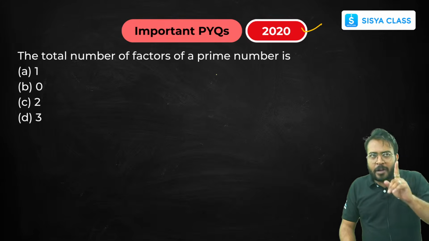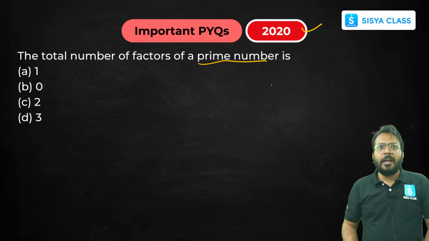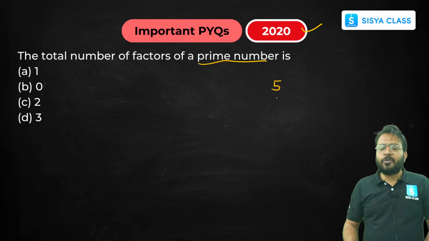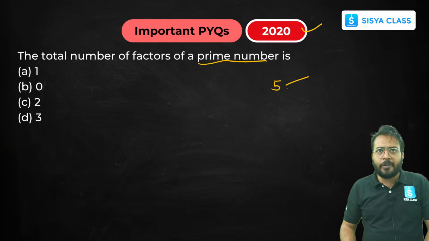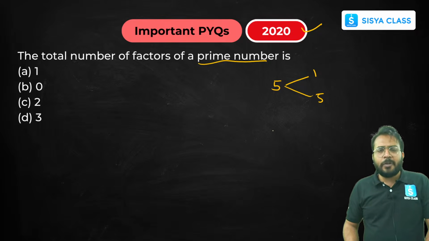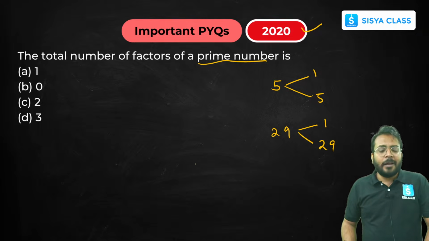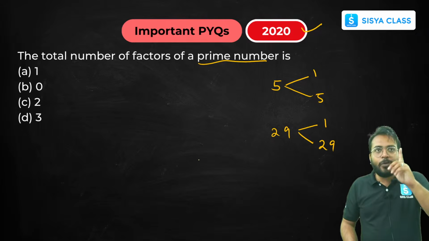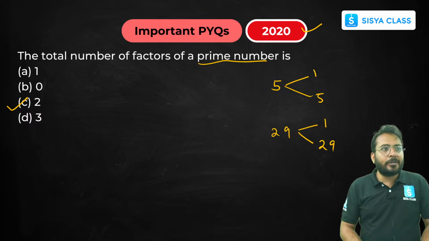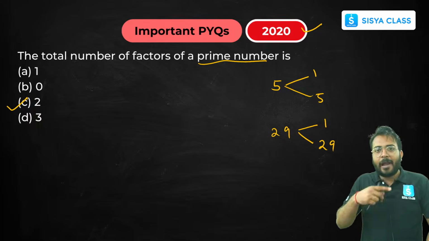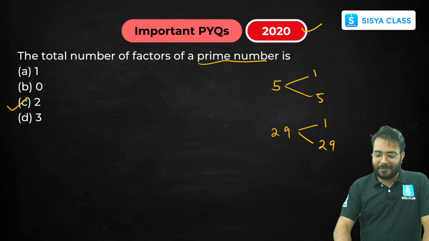How many factors does a prime number have? Suppose I have 5, so how many factors is a prime number going to have? It is going to have only two factors, that is 1 and the number itself. 29, how many factors does 29 have? It has only two factors, that is 1 and 29. That means all the prime numbers are going to have only two factors, 1 and the number itself.